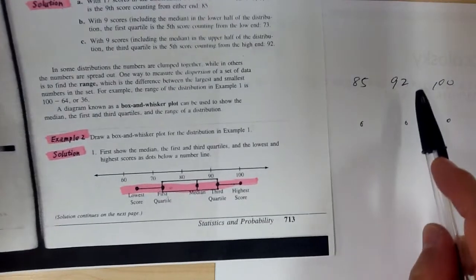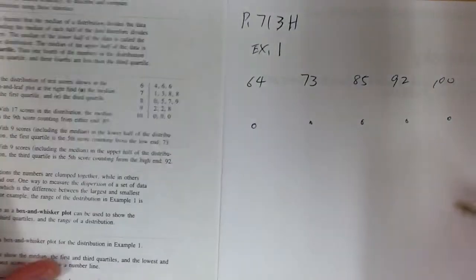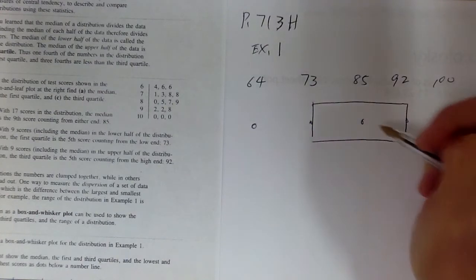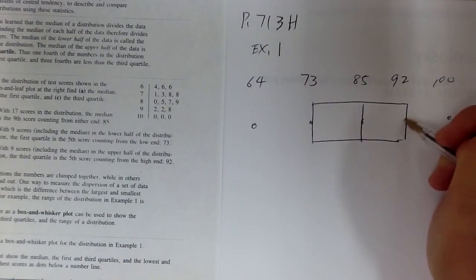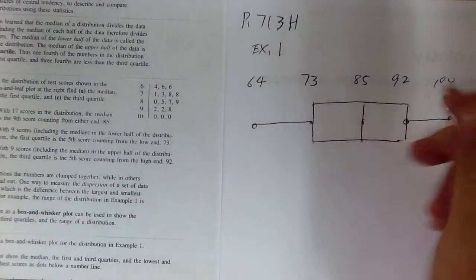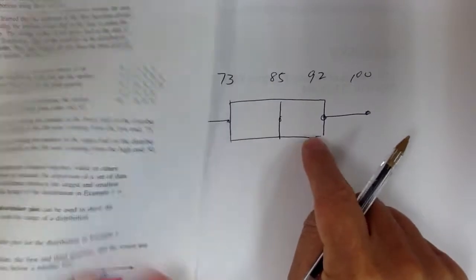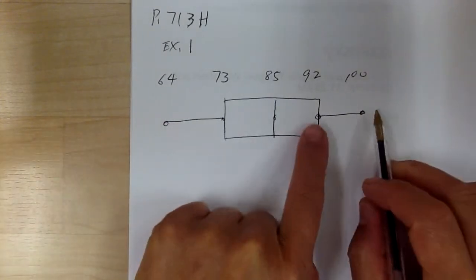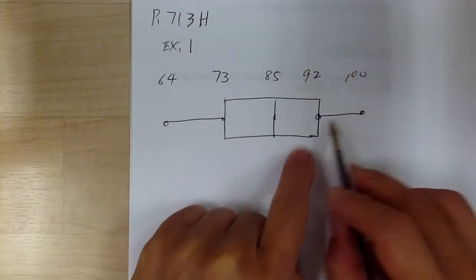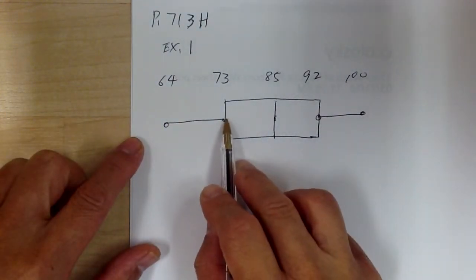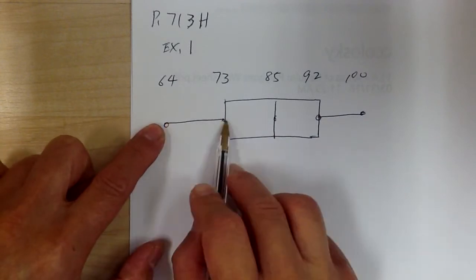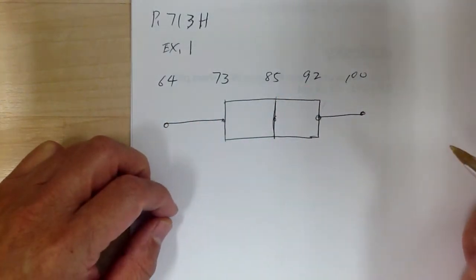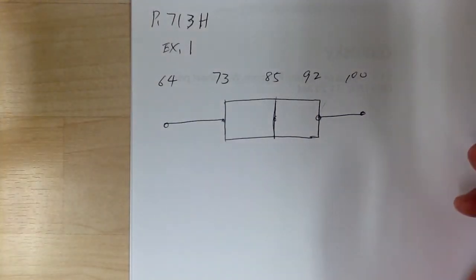So if you're going to make the box and whisker plot on these, then this is what you do. Okay, you put a box over here and put a box like that, and from here to here is your whisker. So this is your box. So this is your box and whisker plot. Okay, so from the third quartile to the highest number, you draw the line. From the first quartile to the lowest number, you draw the line. And between them, you draw the box. And so that's it. So it's very simple.